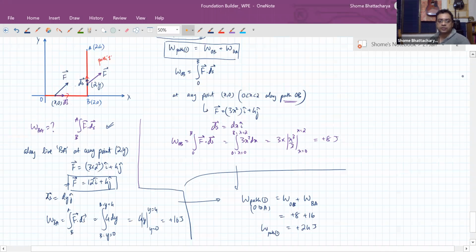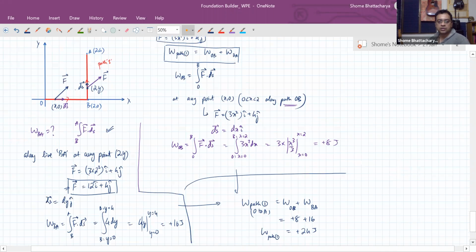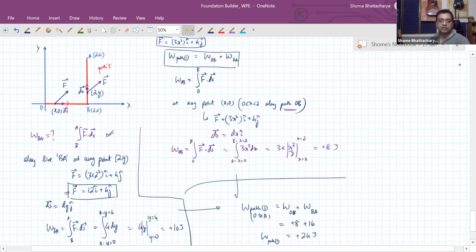So this is the first part of the question, the work done in path 1. Now using the same method, I want you to calculate the work done in the second path. Remember how the second path was? You were first going along the y-axis and then parallel to the x-axis. So use just the same type of application to calculate the work done in the second path, and you will see something interesting over here.